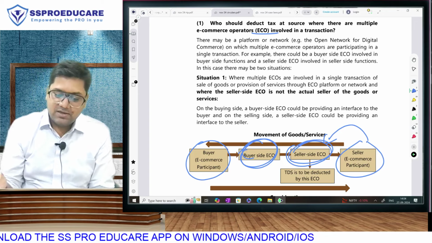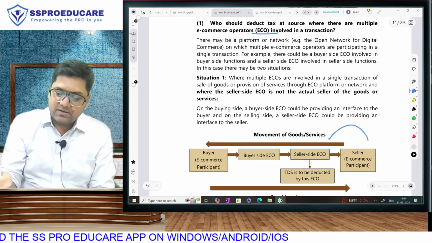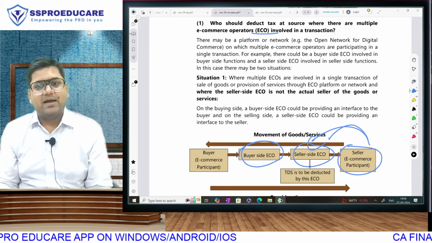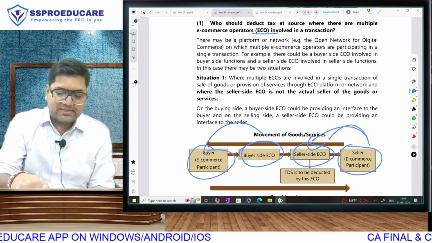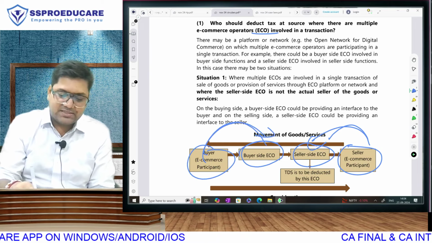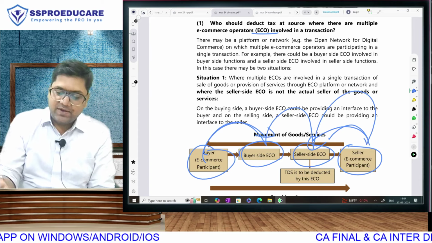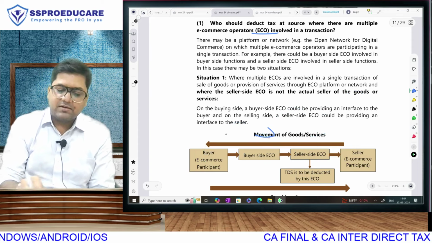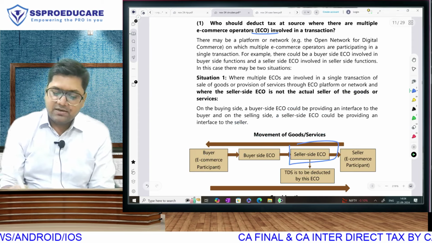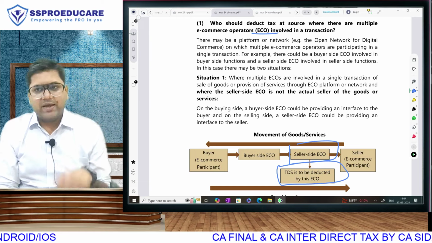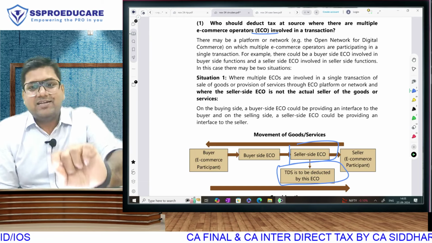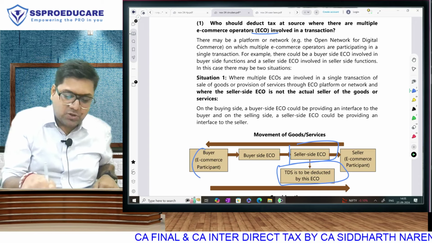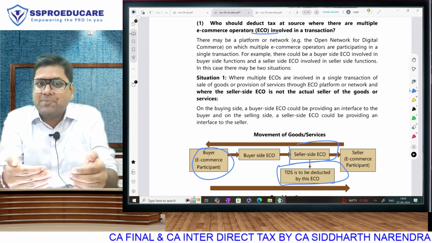So what will happen is, first step, the seller is going to list his product on this app, the seller side ECO. The seller side ECO will tie up with the buyer side ECO. And then the buyer will access this. The buyer will pay this ECO, this ECO will pay this ECO, and finally the money will go to the seller. So you have to check ultimately who is making payment to the seller. Whoever is making payment to the seller, that organization has to deduct TDS. The ultimate seller is basically an e-commerce participant who is receiving the money in e-commerce. See, the buyer is also an e-commerce participant, but the buyer is going to make payment.